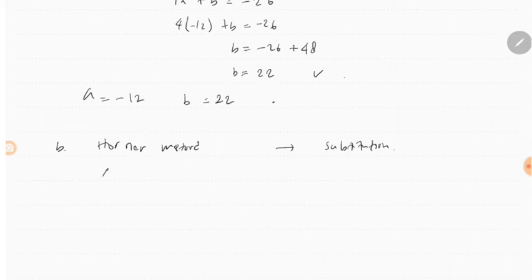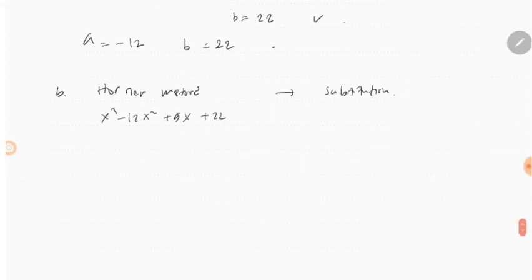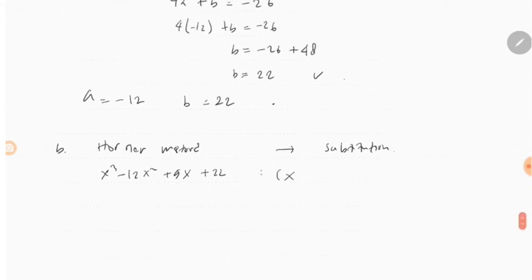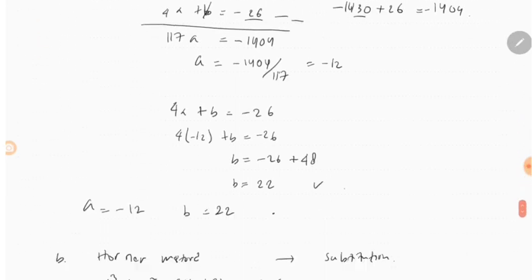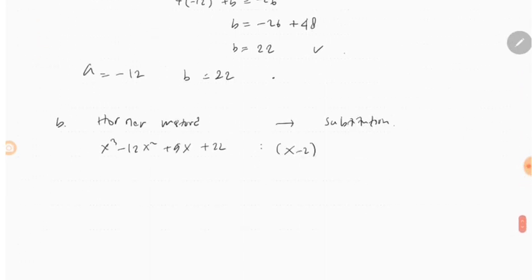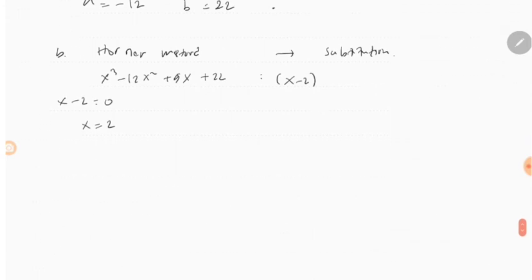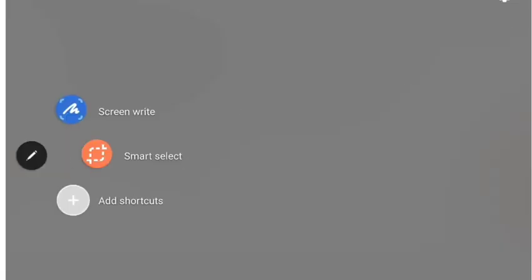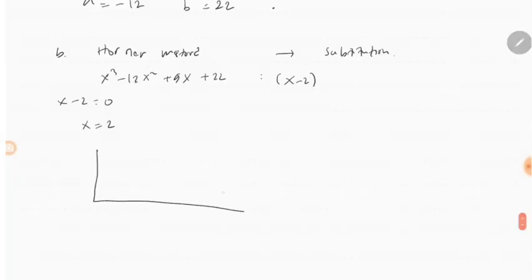In the Horner method, we have x cubed minus 12x squared plus 9x plus 22, right? If you divide it by x minus 2, then to use the Horner method you need to find x minus 2 equals 0, so x equals 2, right? When you have x equals 2, you put it in the Horner table like this.